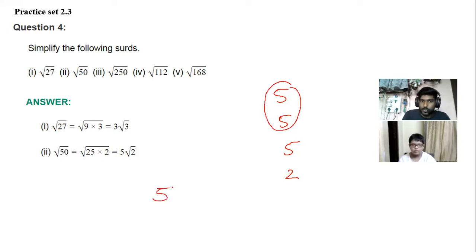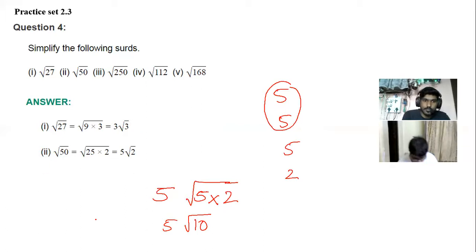So that will be outside. What is not a pair, what is single, that will go inside the root. So 5 is single, that will go inside the root. Into 2 is single, that also will go inside the root. So this is 5 root of 10. So whatever is single, even if 3 numbers are single, you put them all inside the root sign and multiply them.